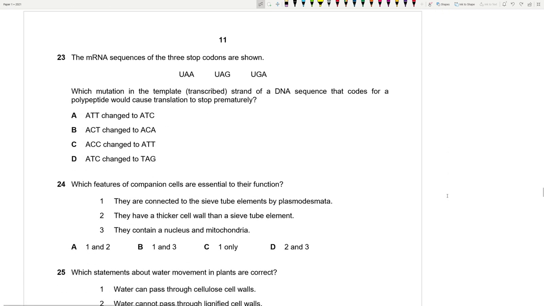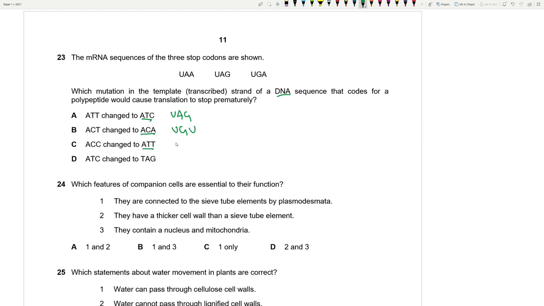Okay, 23. The mRNA sequences of the three stop codons are shown. Which mutation in the template strand of a DNA sequence that codes for a polypeptide would cause translation to stop prematurely? Okay, so we're looking at the DNA strand, right? ATT is changed to ATC. So this is the DNA strand. Look at the mRNA then. In mRNA, instead of thymine, we have uracil, right? So adenine should be base paired with uracil followed by adenine, then guanine, UAC. This looks good. This should be UGU.